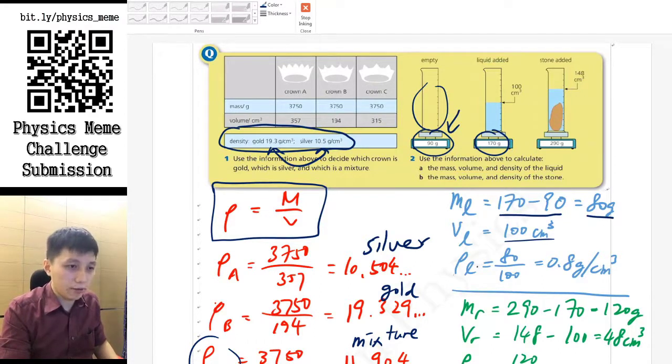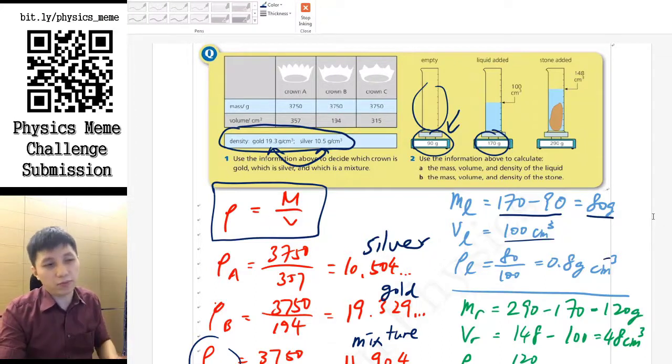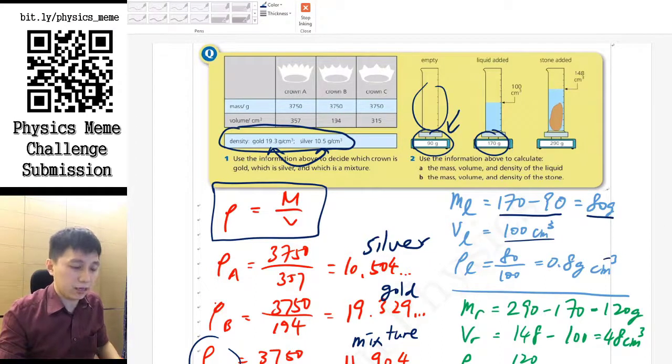Lastly, rho_L would equal mass over volume. So if you can write the equation, that would be nice. That would be 80 grams over 100 cm cube, which simply is 0.8 gram per cm cube. If you'd rather not use the fraction, use the negative exponent, that's fine as well. Both of these will be accepted in IGCSE physics.